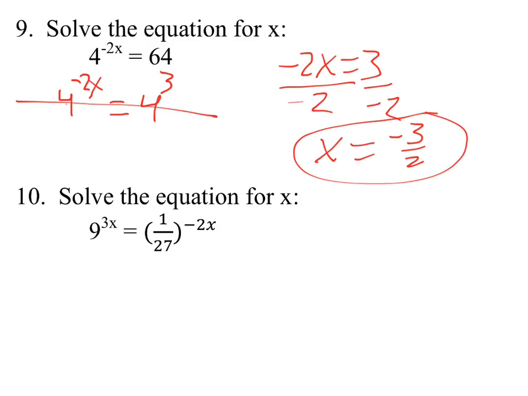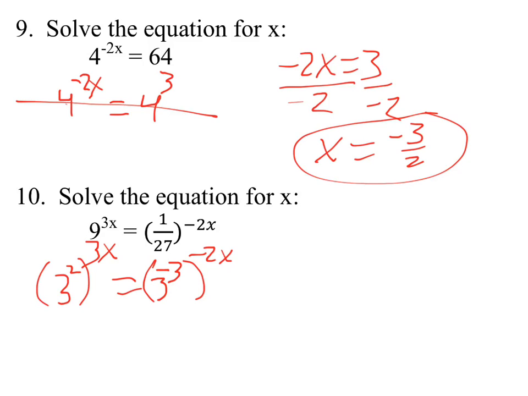Moving on to 10, this one's also an exponential equation, but this one's a little bit more complicated because these bases really aren't the same, but we can make them the same because I know that 27 can be written as base 3, and so can 9, and so I'm going to do that. On the left side, 9 can be written as 3 squared, and the 3x power is still on that, and 1/27, that means I'm going to have a negative power on 3. And 27 is 3 to the third, so I'm going to have the negative third power on 3, and I still got the negative 2x up there.